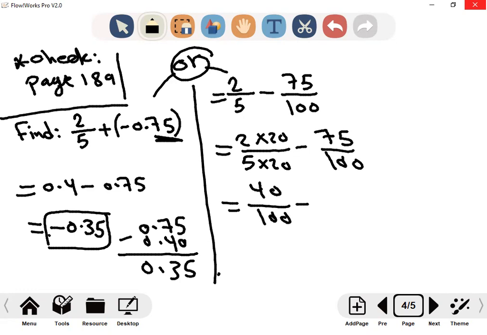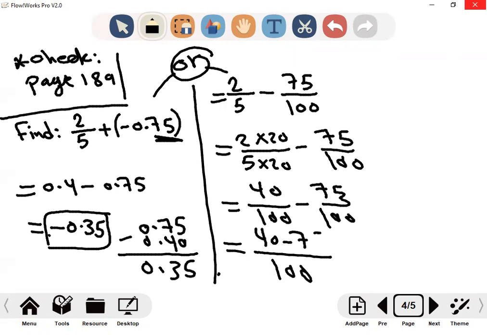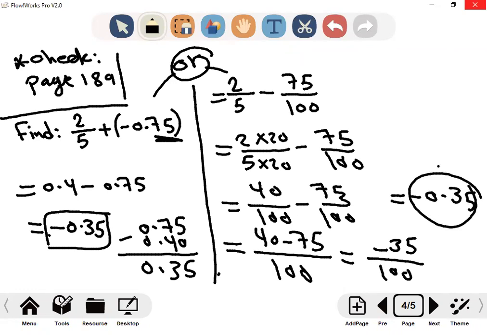So this is equal to 2 over 5 times 20, minus 75 over 100. Up here 40, down 100. Now we have a common denominator, and up we have 40 minus 75. The sign of the 40 is positive, the sign of the 75 is negative. Different signs, subtract with the bigger sign. The bigger sign is negative, and down 100. What's the difference between 75 and 40? 35. Now, negative 35 over 100 is equal to negative 0.35, which is the same as our answer here. So it's up to you. You can choose the first one or the second one, depending on what you want. This is example 5.